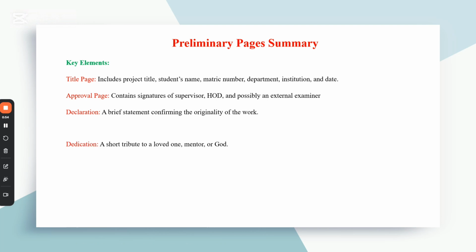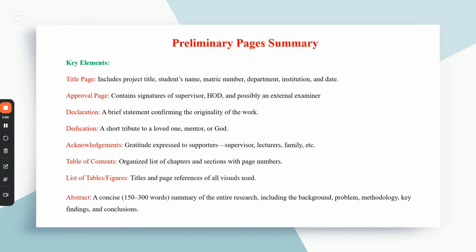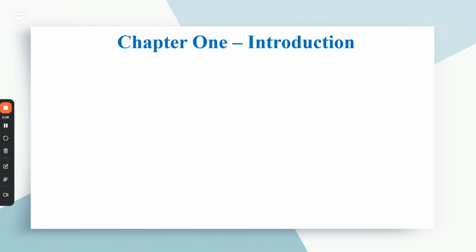Then we'll have the declaration, the dedication, the acknowledgement, table of contents, then your list of tables or figures. Then finally we have the abstract. This is just an overview, meaning that we will still have time to talk about preliminary pages separately. The next chapter, or the beginning chapter, is chapter 1, and that's your introduction.